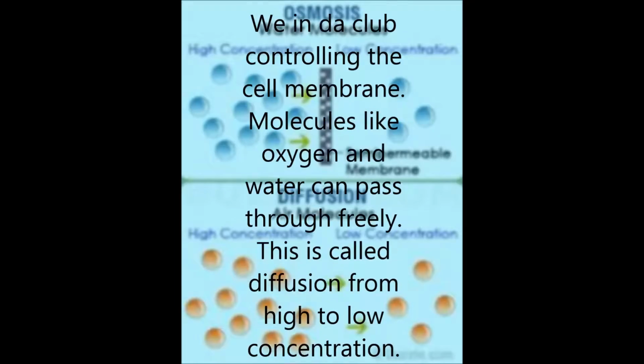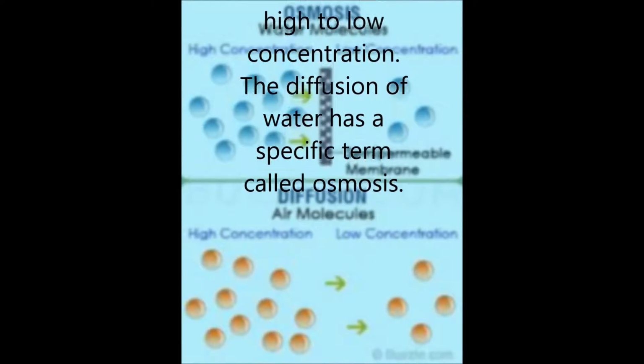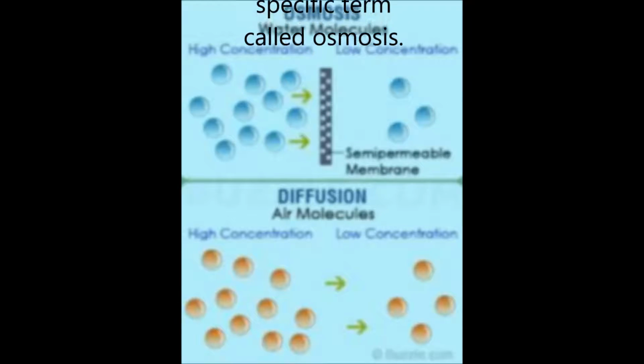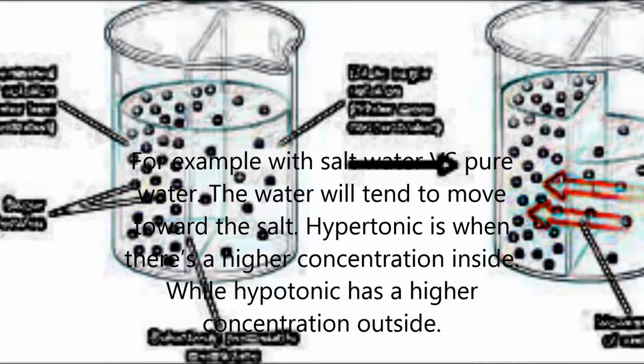Molecules like oxygen and water can pass through freely. This is called diffusion, from high to low concentration. The diffusion of water has a specific term called osmosis. For example, with salt water versus pure water, the water will tend to move toward the salt.